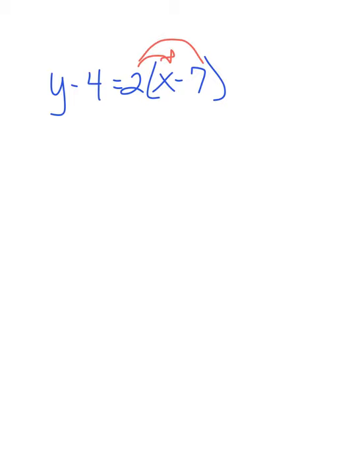Alright, now let's look at this one. y minus 4 equals 2 times x minus 7. In this case, I'm going to need to take care of this parentheses before I start moving things around. So I'm going to take that 2 and I'm going to distribute it. That means I'm going to multiply it times everything inside the parentheses. So 2 times the x and 2 times that negative 7. If I do that, this is going to become y minus 4 equals 2x minus 14.